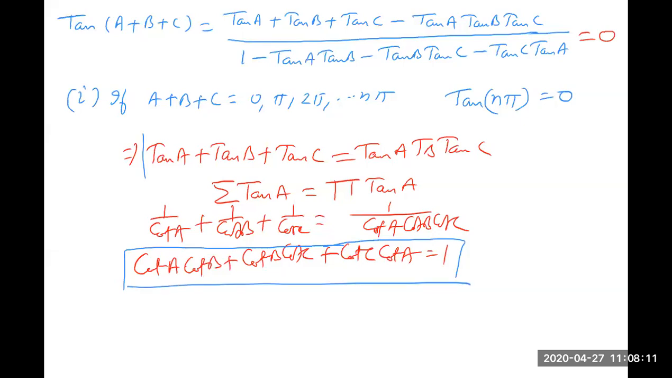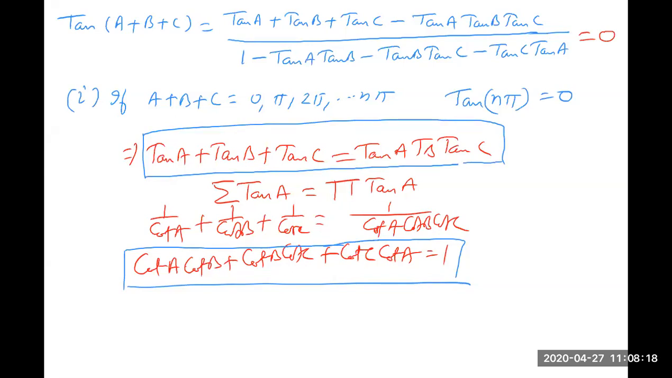What is the condition? A, B, C are angles of a triangle, or A+B+C is equal to 0, or A+B+C is equal to pi, or A+B+C is equal to 2 pi, or 3 pi, or 4 pi. Because tan n pi is always equal to 0.